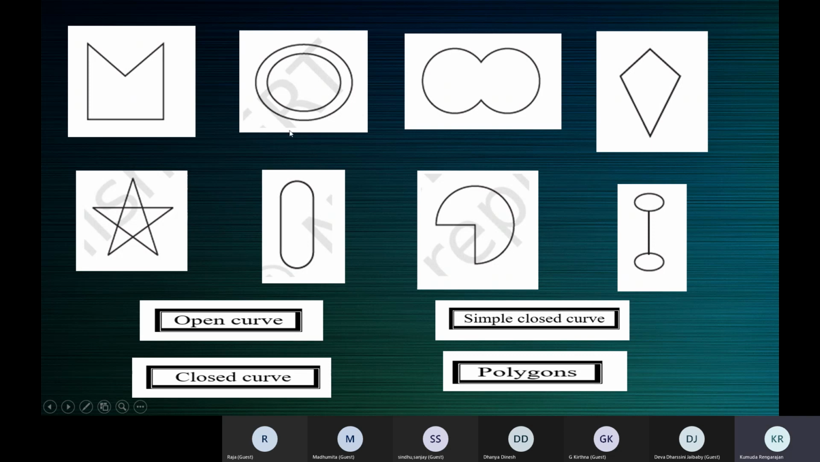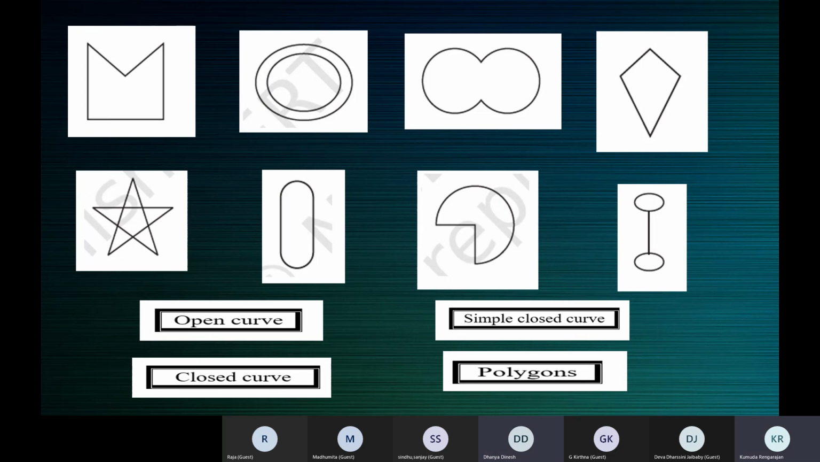What about this, children? Is it a curve? No, ma'am. Yes, ma'am. No, I got 2 answers. Yes and no. So I'm confused. I'm waiting. Settle down with one answer. Yes or no? Yes, ma'am. It is a curve, right? Yes, ma'am. It is a closed curve, ma'am.